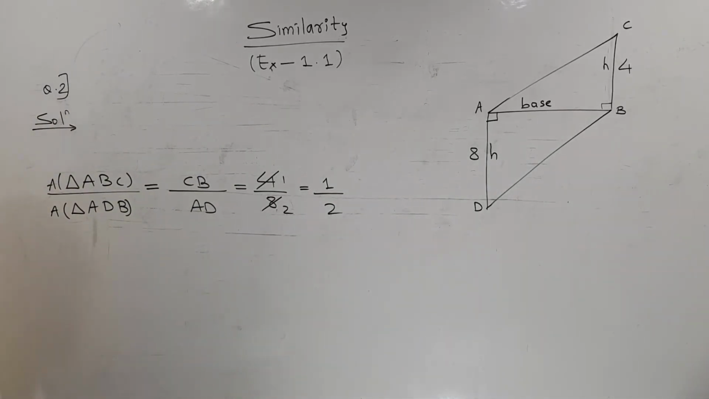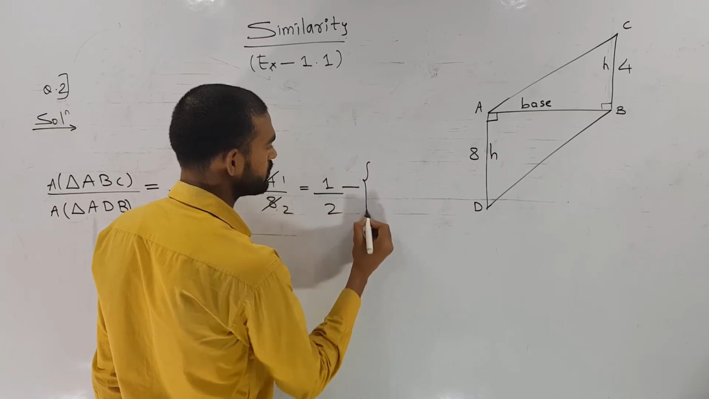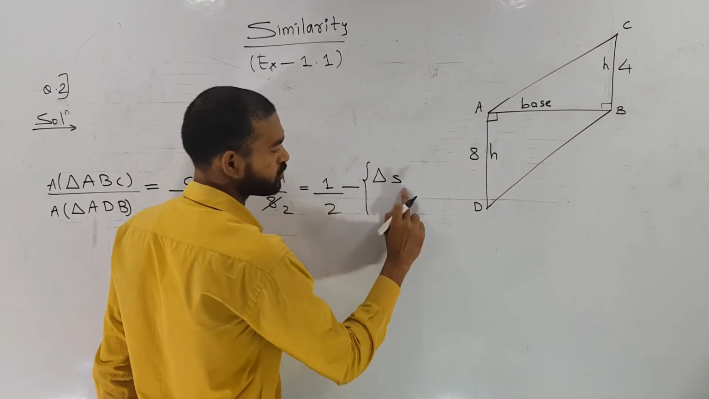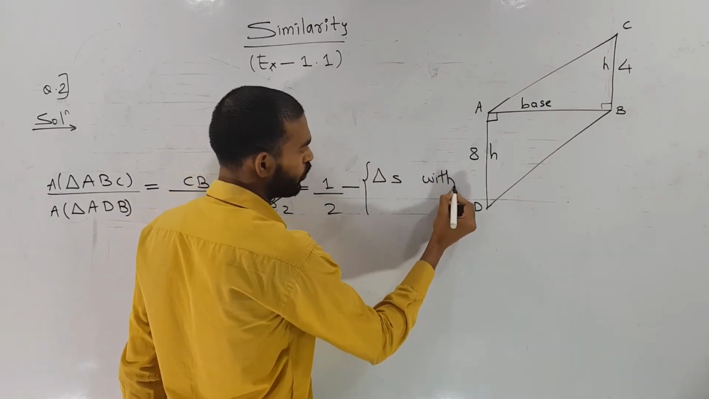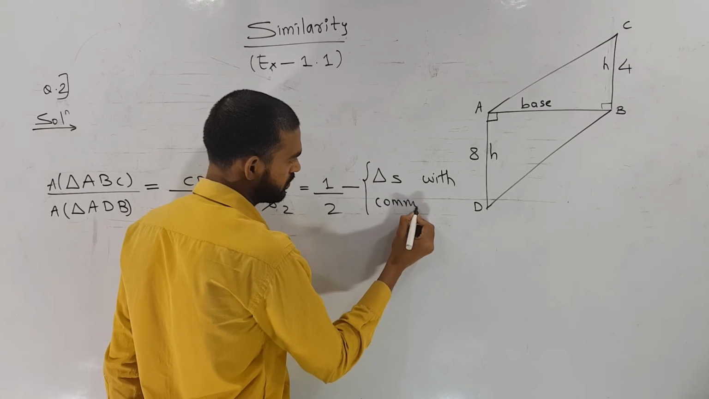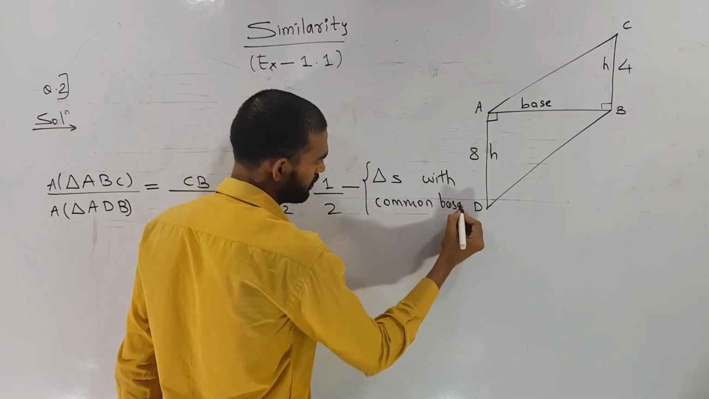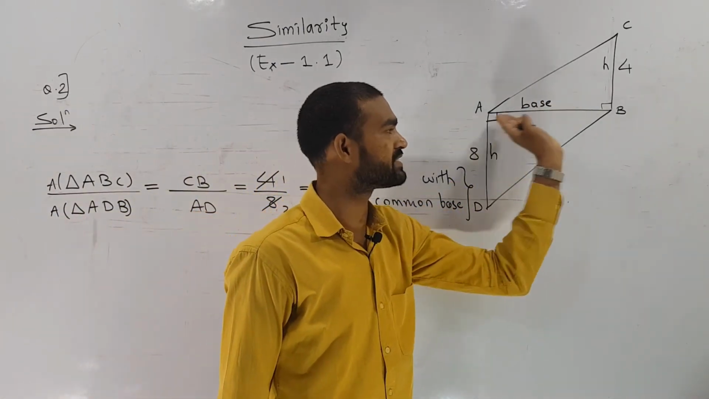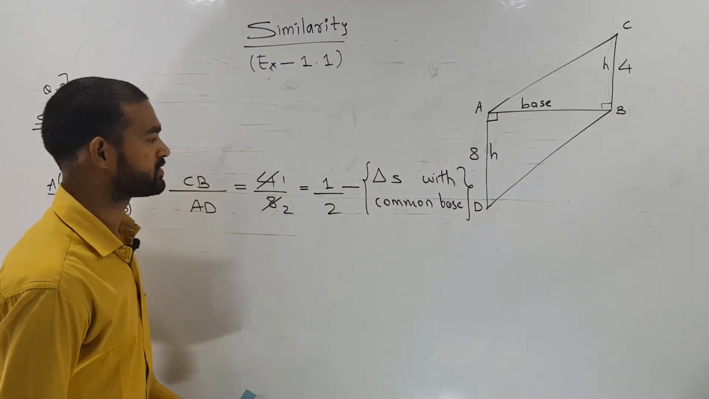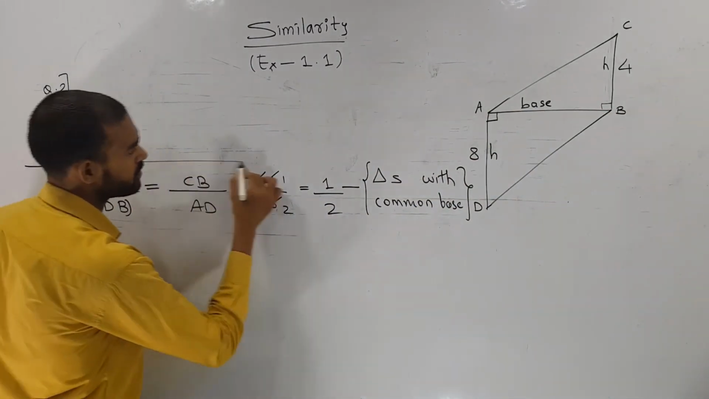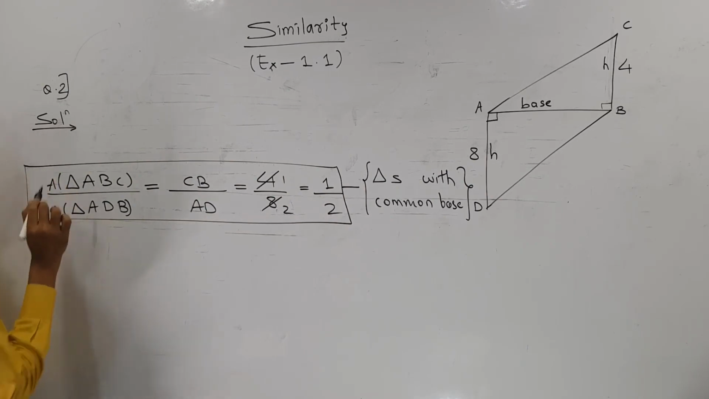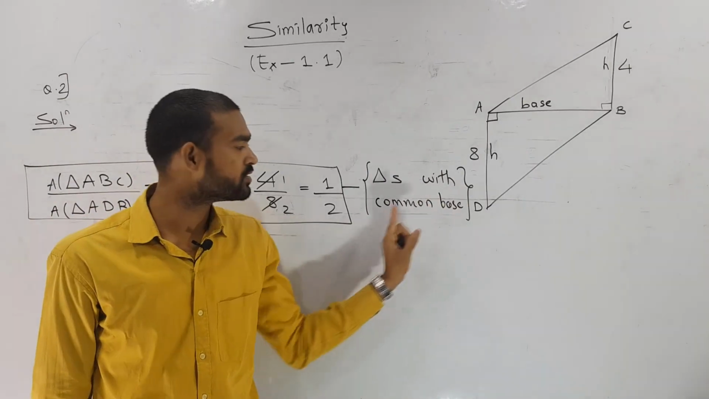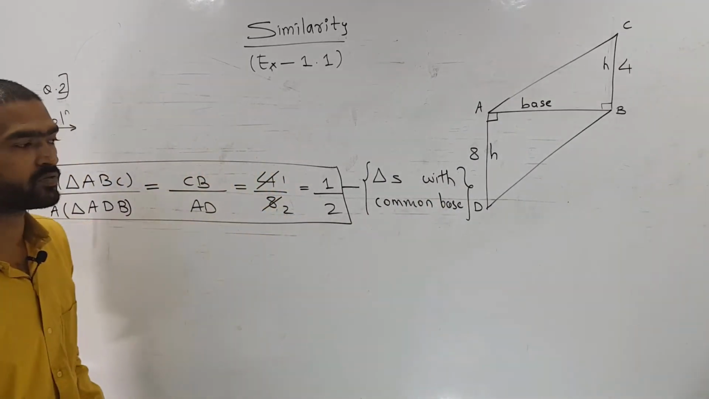And which property have we used? We have used this property: triangles with common base. We can see two triangles, yes. As you can see, both the triangles are sharing the same base. So this is the second sub question of your first exercise. Here we have used the second property, triangles with common base. Clear, everyone?